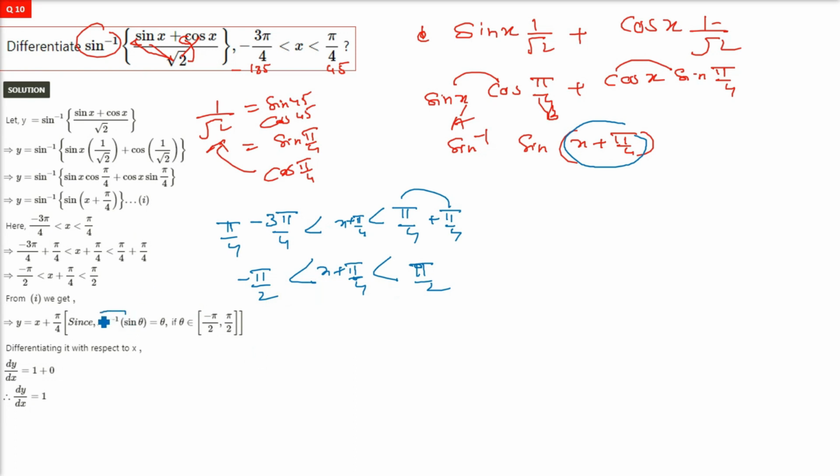Now between minus pi by 2 and pi by 2, you can always cancel sin and sin inverse. That we have already seen in the previous questions. So direct differentiation you have to do now. Sin and sin inverse cancel. You just have to differentiate x plus pi by 4. And this pi by 4 is 0, x is going to be 1. Differentiation of x is 1.